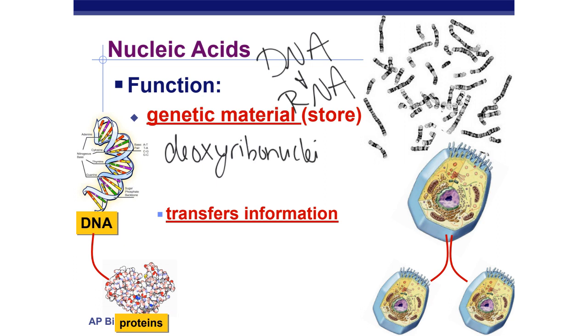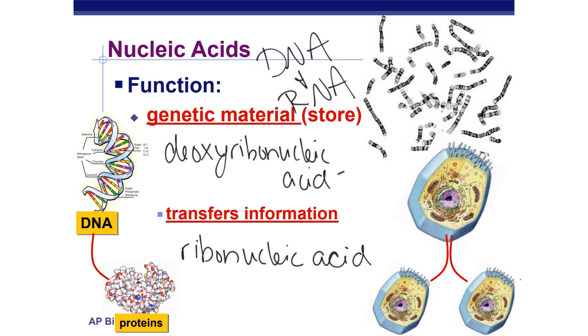So DNA, deoxyribonucleic acid. And then we have RNA, or ribonucleic acid. That's based off the sugars that are in them. It's going to transfer information for us, because remember, DNA is always going to be found in the nucleus. It can't leave. It's trapped in the nucleus. And so in cells that need it to leave the nucleus, they need RNA to help transfer that information for them.